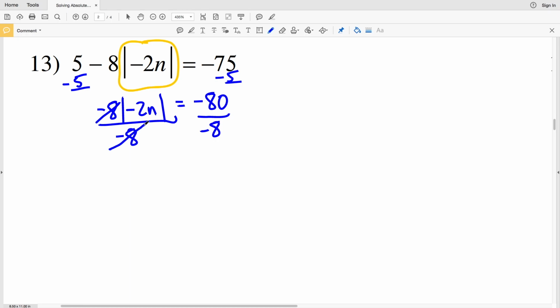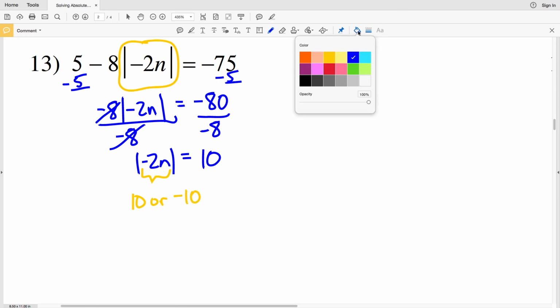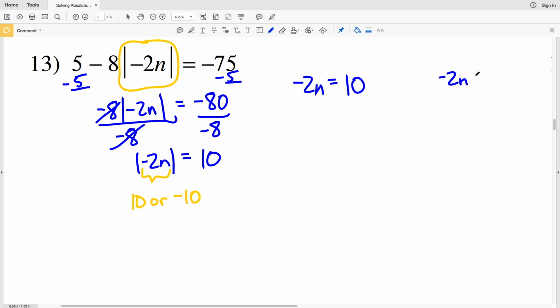Negative 8 divided by negative 8 is a positive 1, and 1 times the absolute value of negative 2n is the absolute value of negative 2n. And that's going to be equal to negative 80 divided by negative 8, which is a positive 10. So that means that the quantity within the absolute value, negative 2n, is either equal to positive 10 or it's equal to negative 10. So we'll set up our two separate equations. Negative 2n equals positive 10, or negative 2n equals a negative 10.